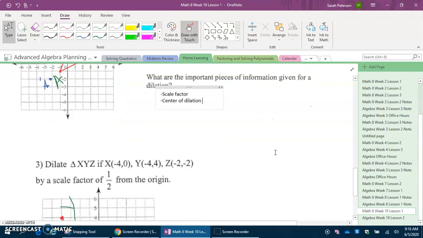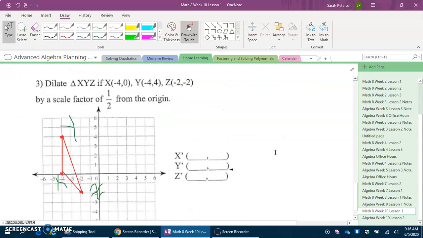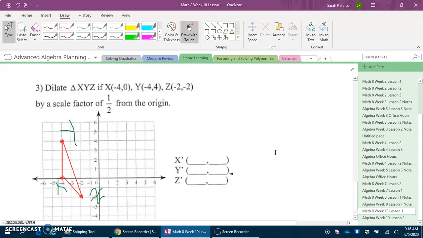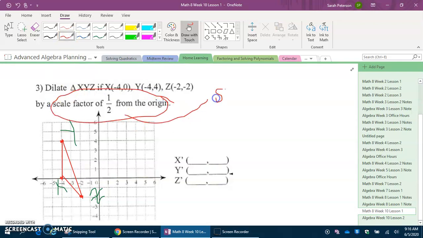Okay, and then the last example I'm going to look at is one where I'm going to make the figure smaller. So it says dilate triangle XYZ, which gives me the coordinates, by a scale factor of 1/2 from the origin. So 1/2 means it's going to get smaller because 1/2 is less than 1.